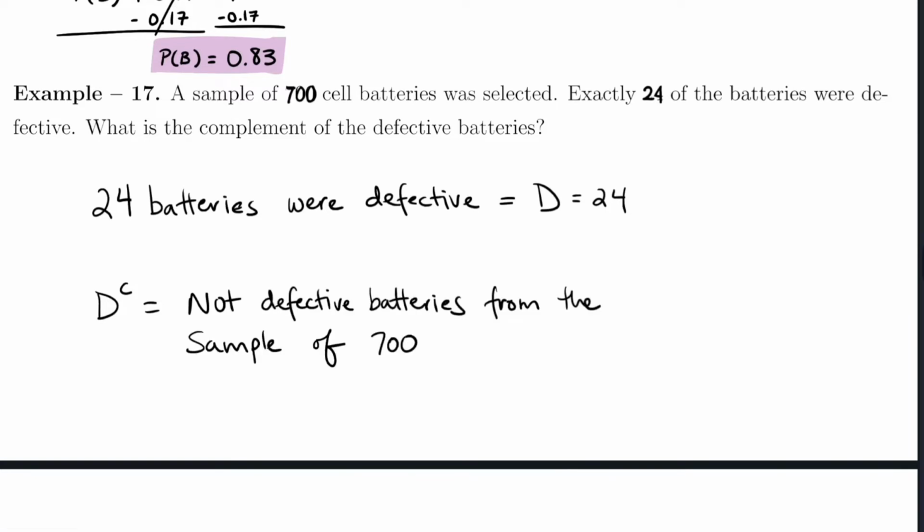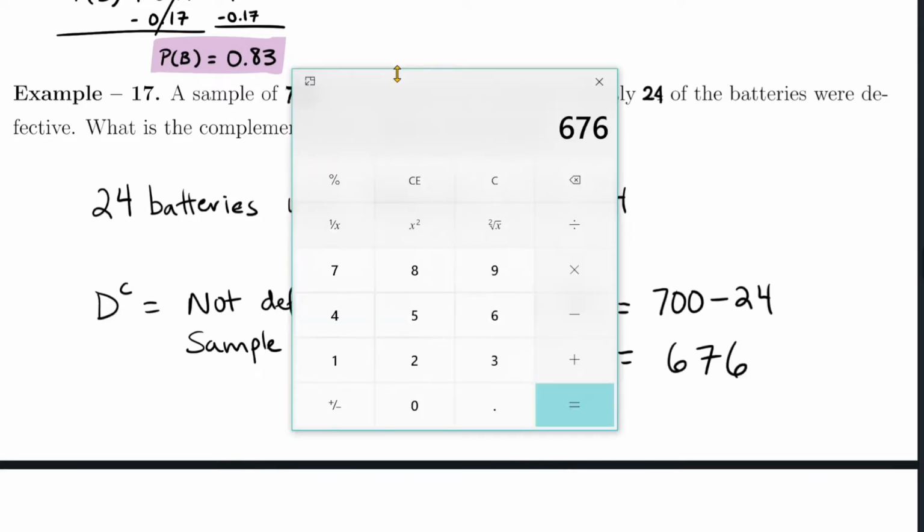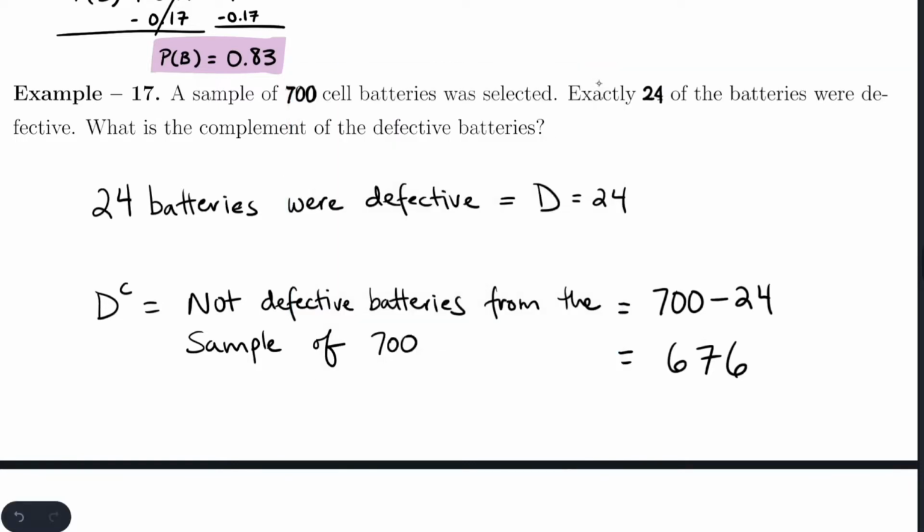And as we think through this, we know you're looking at all 700 batteries. Each battery is either defective or not defective. Of the 700, 24 were identified to be defective. That means the remaining batteries were not defective. So to find the complement D superscript C, I would take the total number minus the defective ones, and what's left over is the not defective ones. And we would get 676 for that.